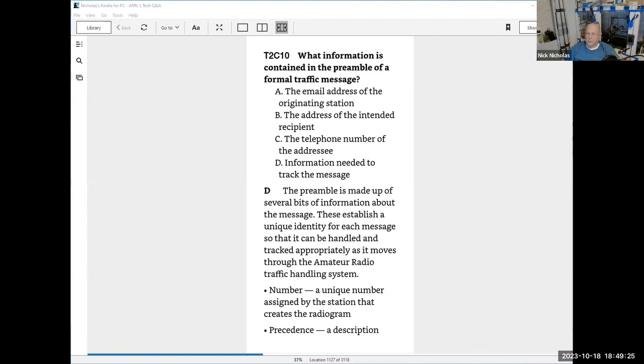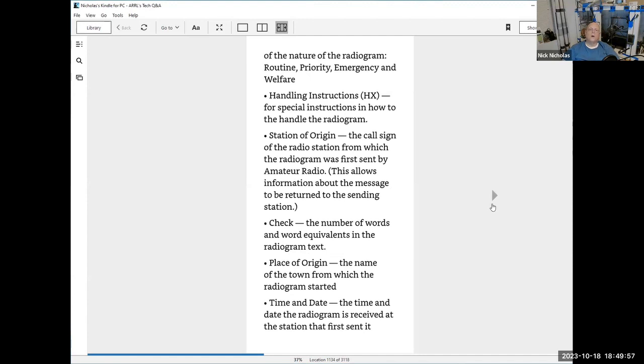There'll be a number that assigns the message number unique to that message. There'll be a precedence description. Now, all formal traffic, and radiograms are an example of formal traffic handled by traffic networks. In your book, there's a picture of a radiogram. The precedence defines what it says, the precedence of the message.